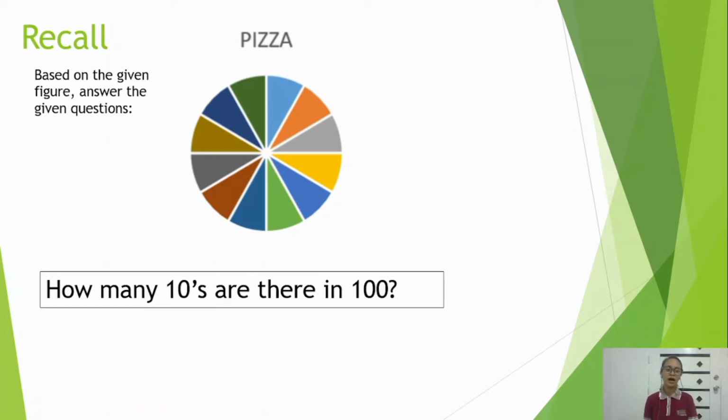Now, how many tens are there in 100? This is just a recall. How many tens are there in 100? So, kung gagawin natin pera, ilang 10 piso meron sa 100 piso? So, the answer is 10. Now, na-recall na natin yung mga parte ng isang buong bagay. Parang parte ng 100, parte ng isang buong pizza.